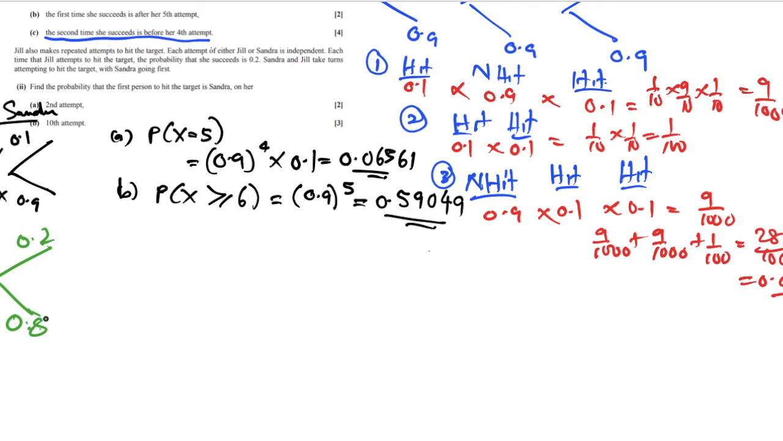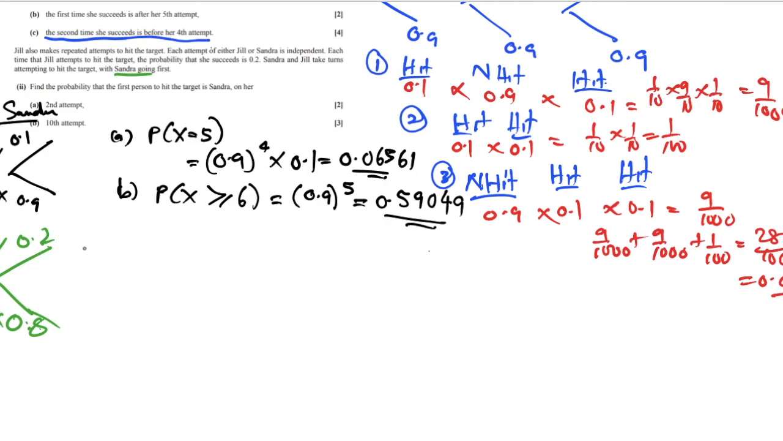Okay, let's fix that. So now, tick and then cross. Okay, so find the probability that the first person to hit the target is Sandra on her second attempt. And who's going first? Sandra is going first.